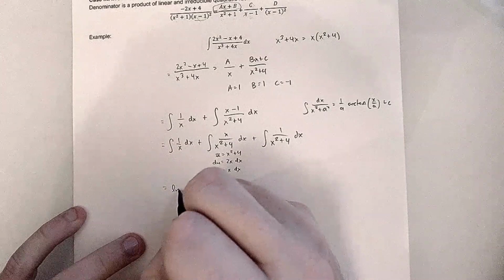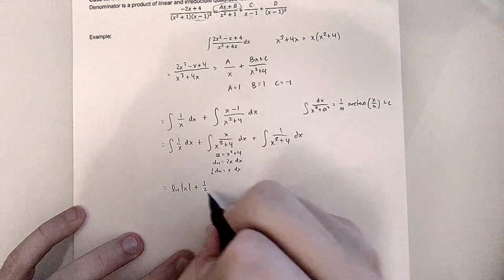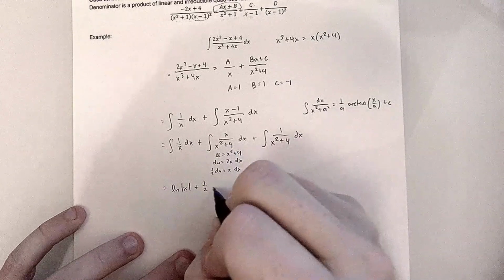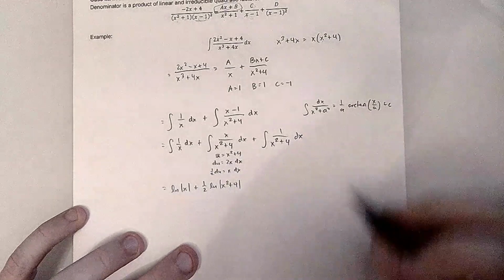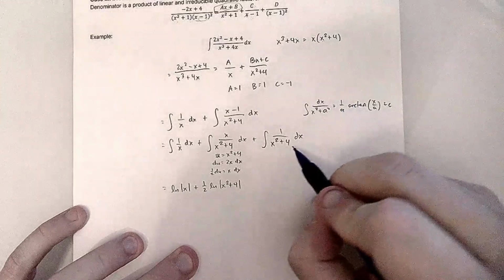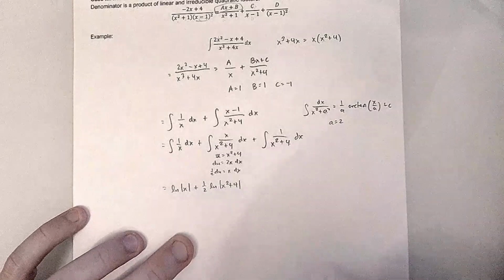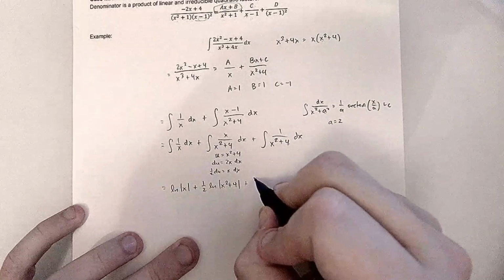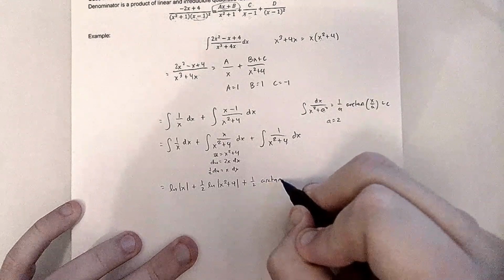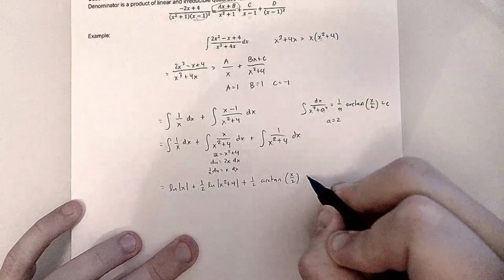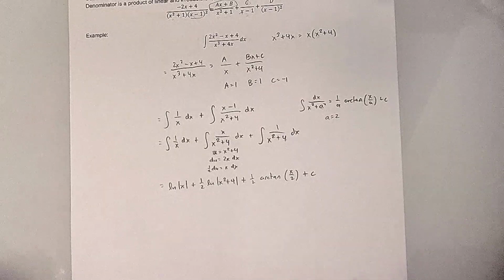So now we have natural log of x. We have a 1/2 that's going to come out of this, and we're going to get natural log of x squared plus 4. And now we're going to apply the formula here. If we look carefully, we're going to see 4 is a squared, so a here is going to be 2. That's going to give us 1/2 arctangent of x over 2 plus our constant, and that is our final answer for this one.